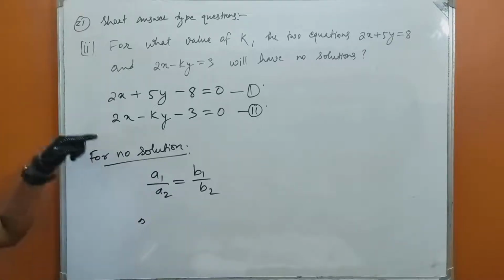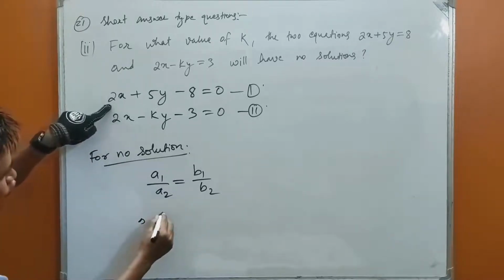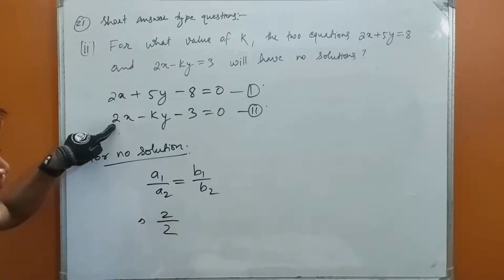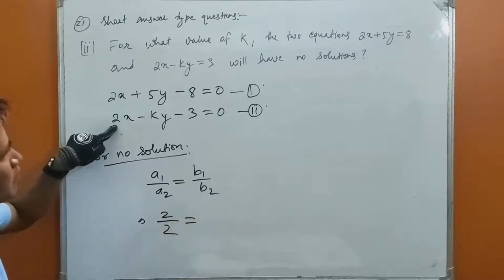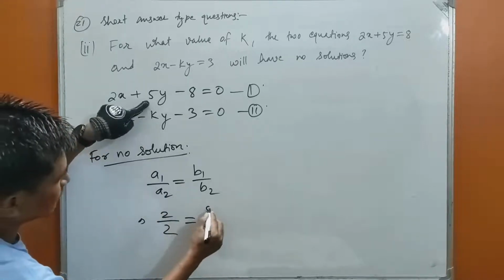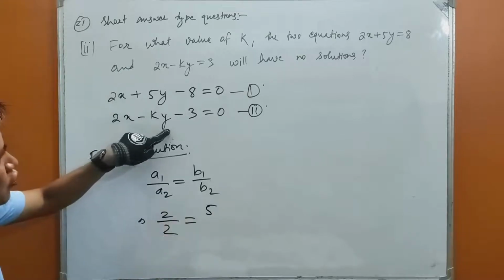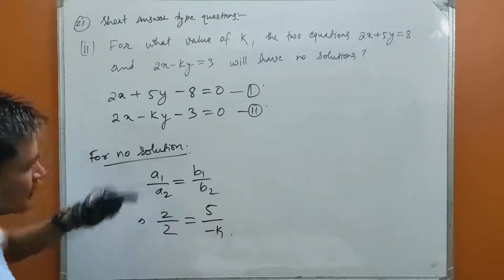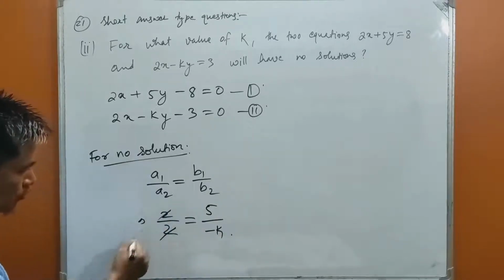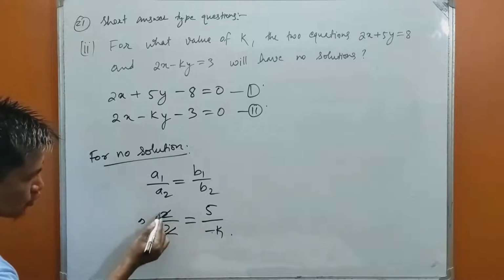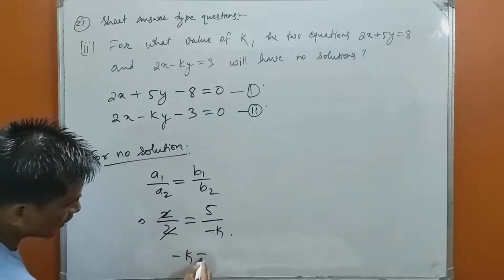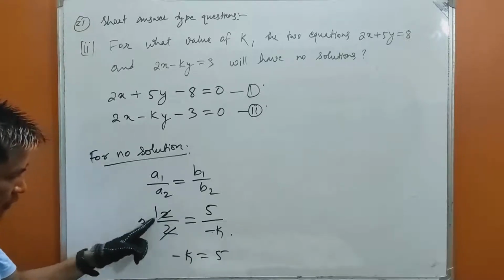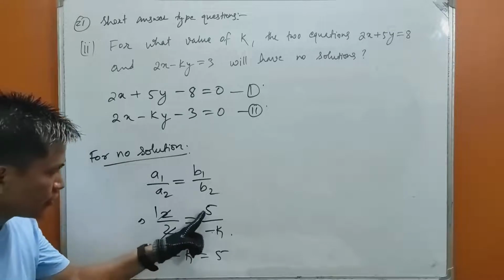Here a1 means the coefficient of x, 2, and a2 means the coefficient of x, 2. So 2 divided by 2 equals b1, the coefficient of y, which is 5, divided by b2, the coefficient of this y, that is minus k. Okay, so this 2 and this 2 can be cancelled. So 1 over minus k is minus k equal to 5, isn't it?